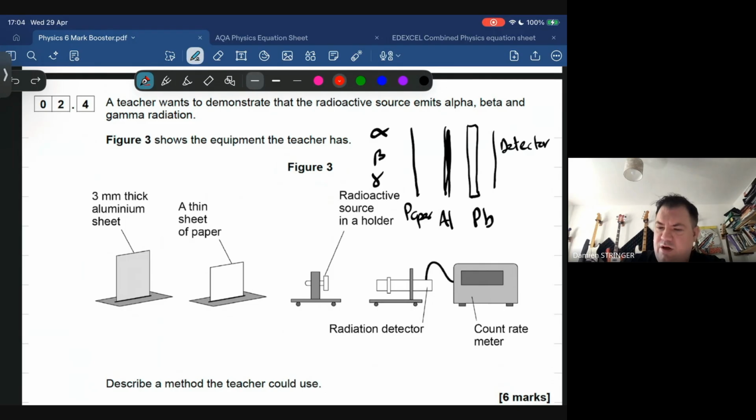So they go, alpha will be stopped by paper, beta will go through paper and normally be stopped by aluminium, and then gamma can go through lead but might not be as much. Alpha can also be stopped by a few cm of air.